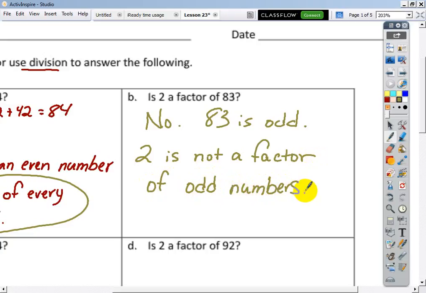No, 83 is odd. It's not evenly divisible by 2. You can cut 83 in half. You can come up with 41 and 41, right? 41 plus 41 equals 82 with a remainder of 1. But it's not going to be even. You can't divide it evenly and just have it come out to one nice answer. It's going to be that, or it's going to be a decimal or a fraction. So it's not evenly divisible by 2.